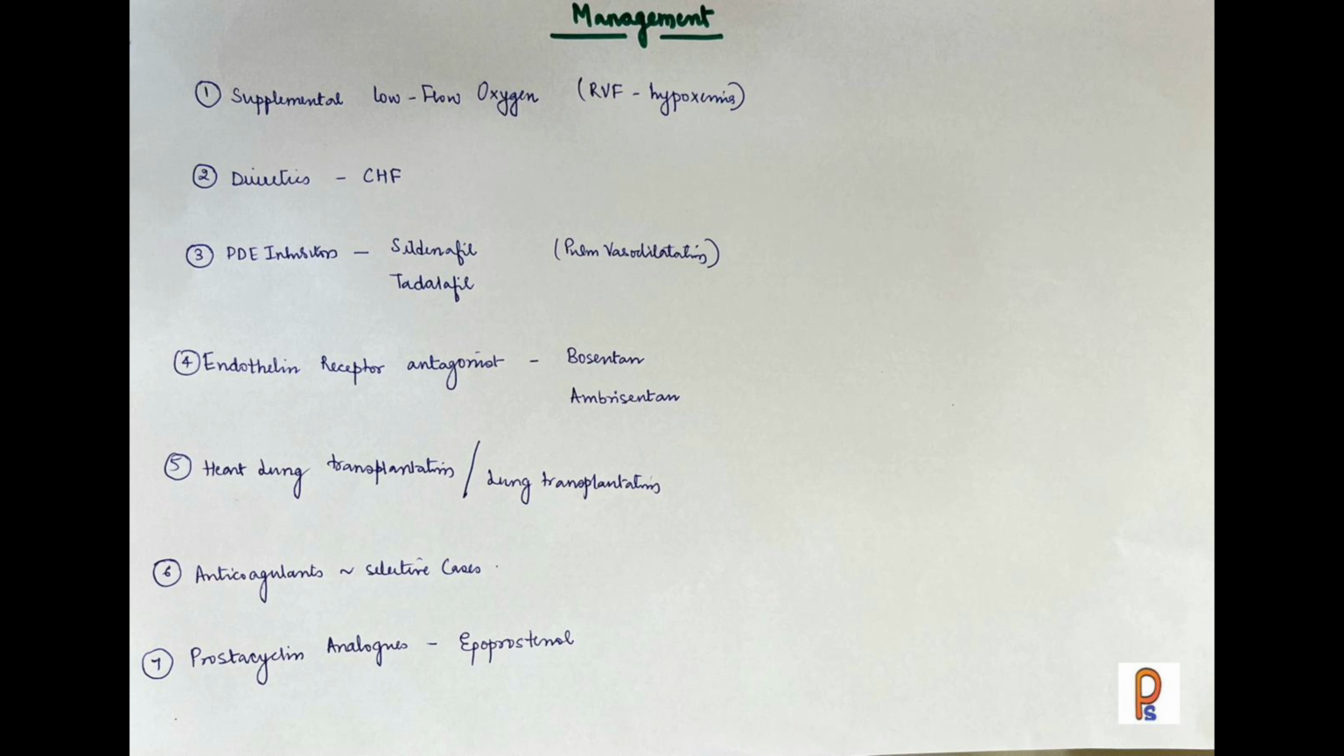Another thing, this right ventricular failure may be there. So to manage this congestive heart failure, we need to give the child diuretics. But excessive diuresis should be avoided as it can lead to a fall in the cardiac output. Also, we can use phosphodiesterase inhibitors like sildenafil and tadalafil, which inhibit the breakdown of cGMP and potentiate pulmonary vasodilatation. So oral sildenafil and tadalafil can be used to reduce the pulmonary arterial pressure.